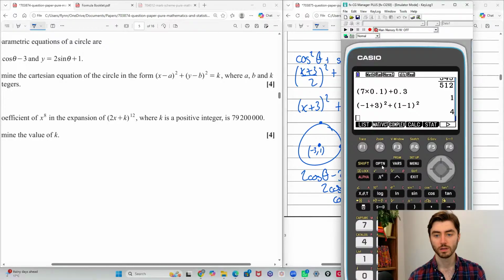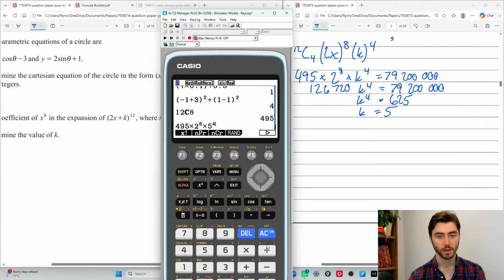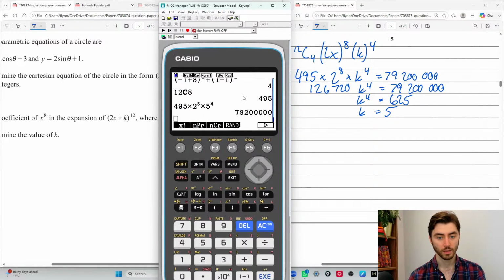So it looks like we go to option. Is it stat? No. Option, prob. There we go. nCr. So that is 12 choose 8. So 12 choose 8 times 2 to the 8 times, I got k as being 5 to the 4, and that gives me good.